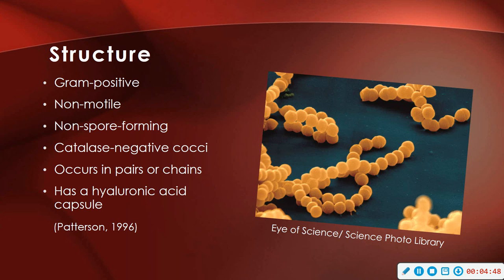Its specific structure, here is another image of it. You can see that right here, they're attached. You see them entwined or at least laid next to each other. So they usually occur in pairs or chains. They are considered a gram-positive bacteria. They are non-motile. They don't form spores.